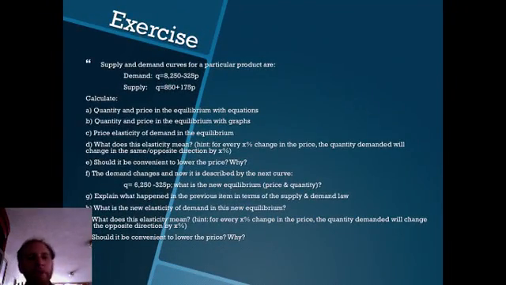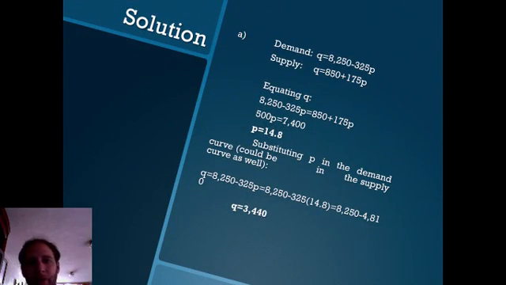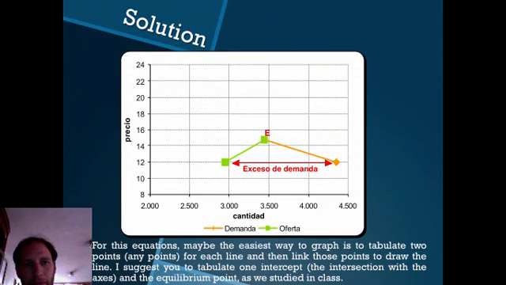Now we have here one exercise. Here you can solve all these items. It's just practice. I'm just going to go forward. If you want, you can pause. You can click the pause button, and you can take notes. You can solve the exercise. This is one exercise, and here are all the solutions. For the first item, you just get the equilibrium. For the second item, here's the graph.